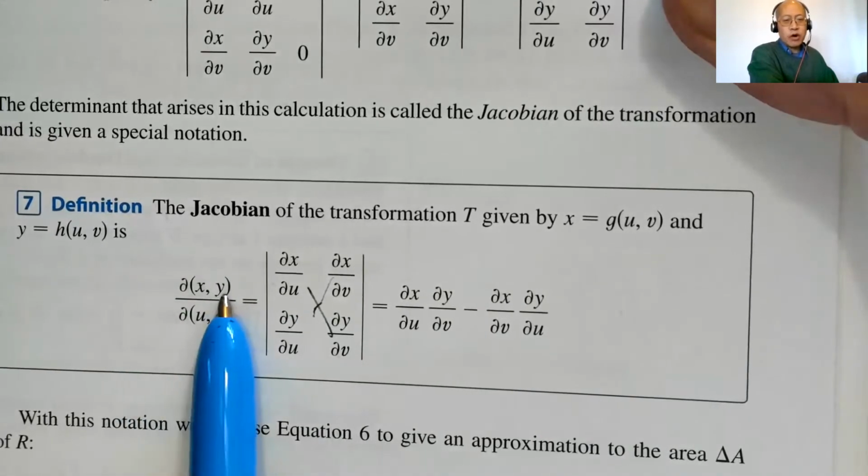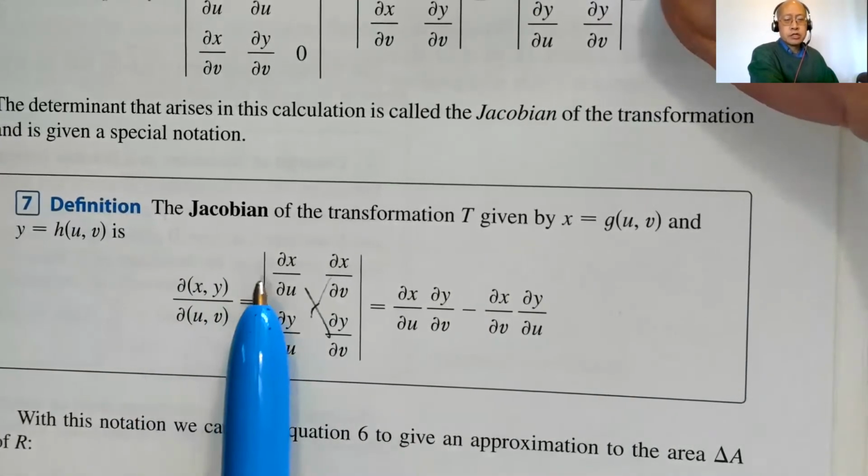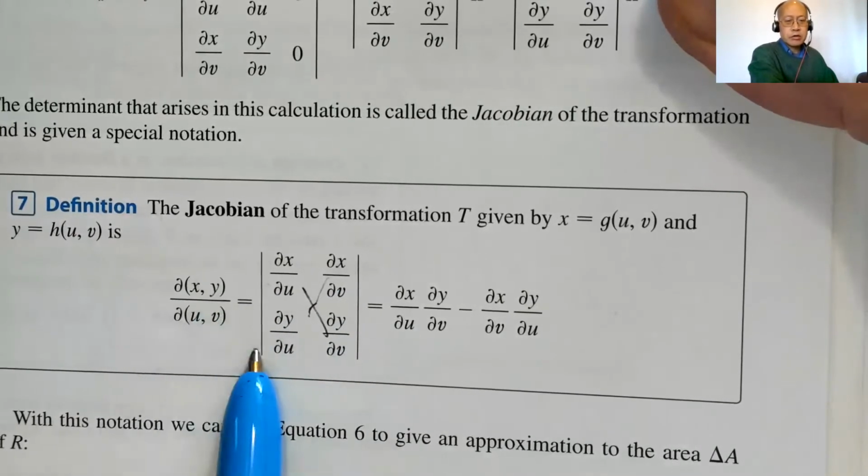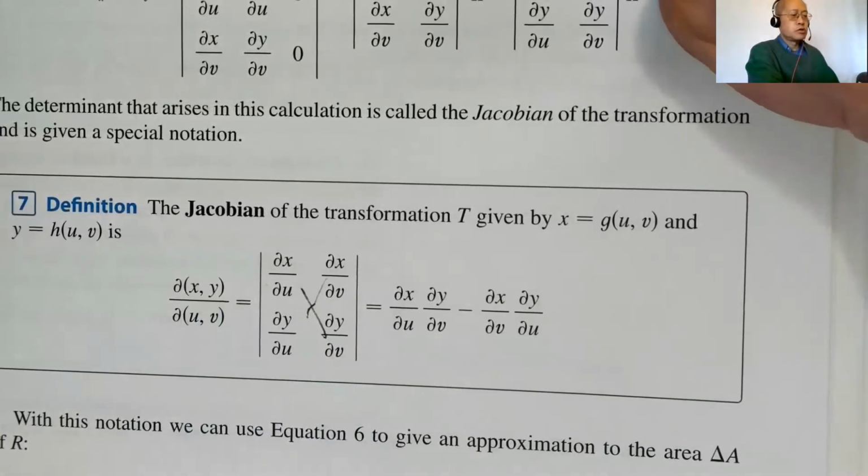Okay, so it looks at the partial of xy with respect to uv. You take x and y and differentiate with respect to u and v. So partial of x with respect to u, partial of x with respect to v, and partial of y with respect to u, partial of y with respect to v. So it's a 2-dimensional Jacobian.